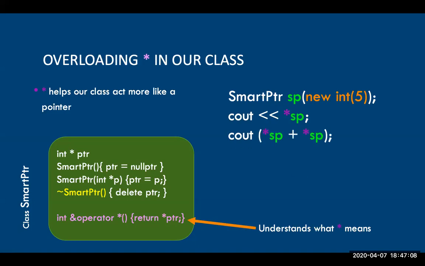We should even be able to say cout star sp plus star sp, and that should give us 10, right? And then we should also be able to say star sp equals 10, right? So that would actually allow us to set 10 to what that pointer points to. And remember, it's all happening through the class, because we overloaded that operator. Even though that's an instance of a class, in code it looks like a normal pointer would look when we do that kind of operation. Very cool. Questions on that part?